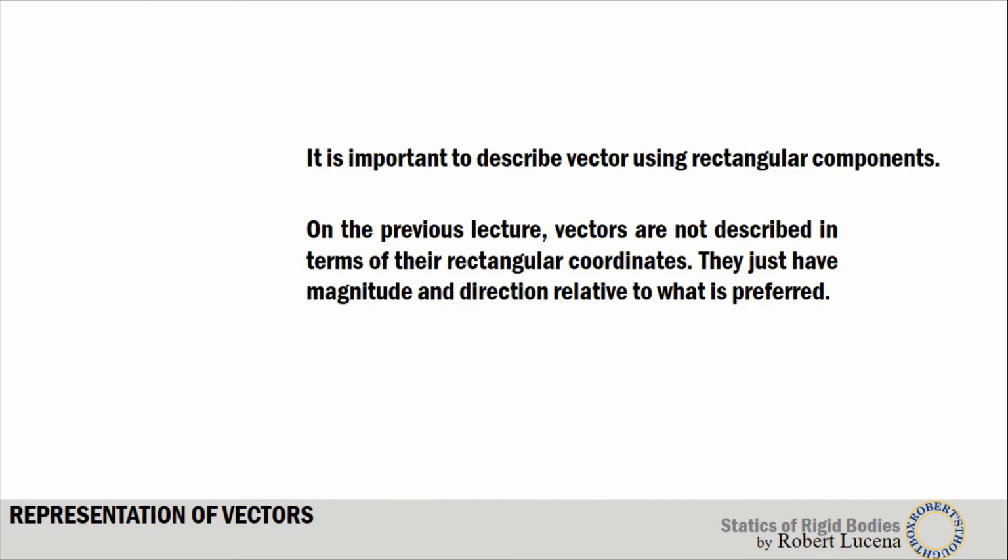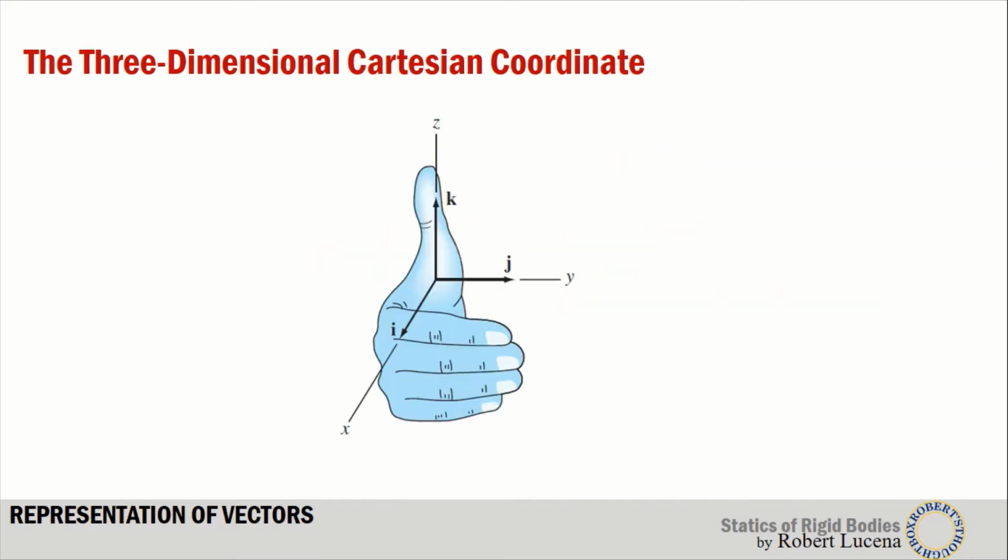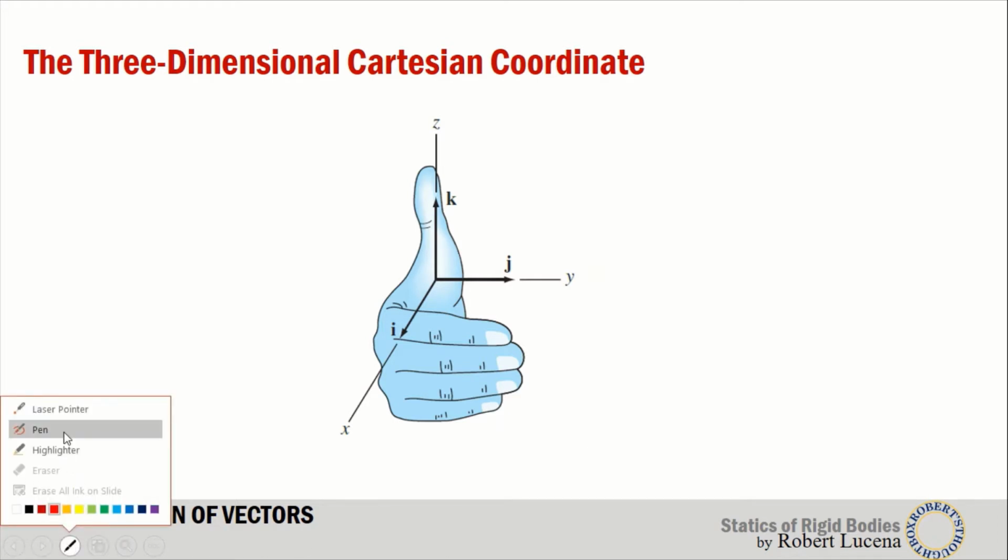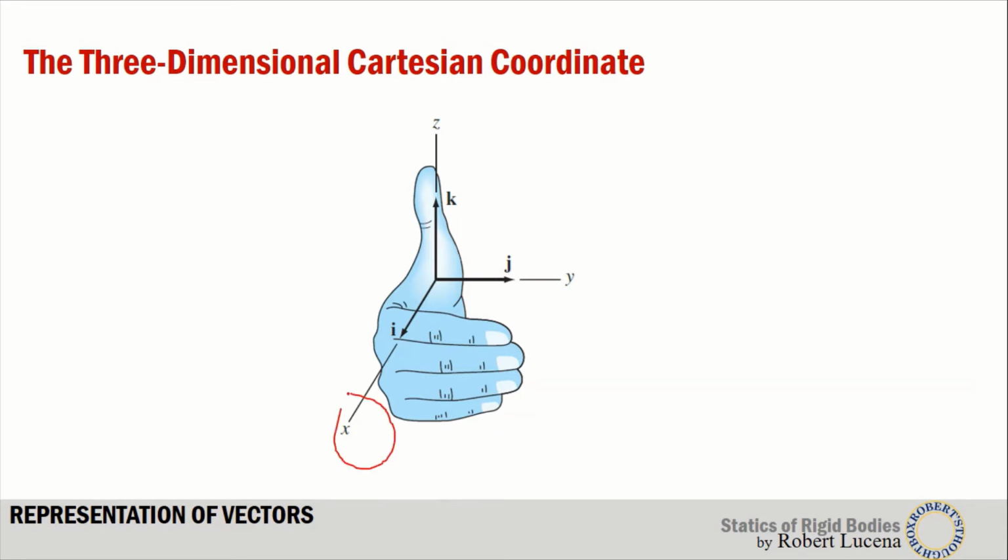Now we will standardize the representation of vectors in terms of the three axes, which are the x-axis, y-axis, and the z-axis. So as we have discussed last time, vectors are efficient for analyzing three-dimensional structures. That's why we need to learn how to represent vectors in three dimensions.